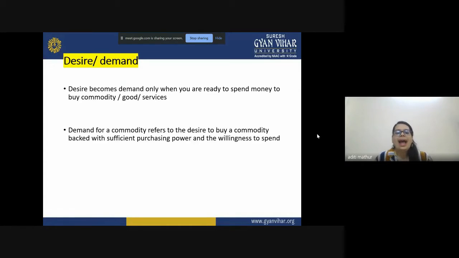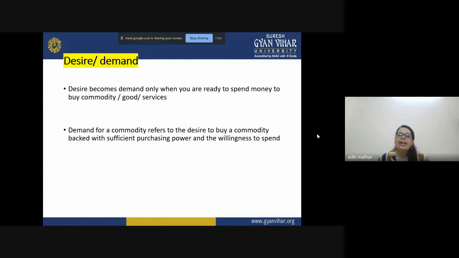Let's take an example and understand the concept of demand. Let's assume that you all are thirsty, right? And you have a desire or you want to have a chilled glass of cold drink, right? To buy that chilled glass of cold drink, you should have money with you. And if you have the sufficient money, you should be willing to pay and get that chilled glass of water. Until and unless you are willing to spend, you cannot say that you are demanding some commodity.